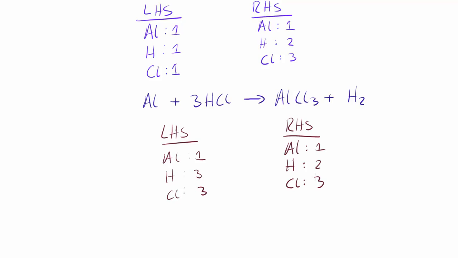But now if we compare left hand side and right hand side, we'll find that the Al on both sides is balanced. The hydrogens are not balanced, but the chlorines are balanced. So we've now got a situation where we at least have some level of balance between everything except for the hydrogens. And what we notice when we really look at this equation is that the hydrogens are now an issue.